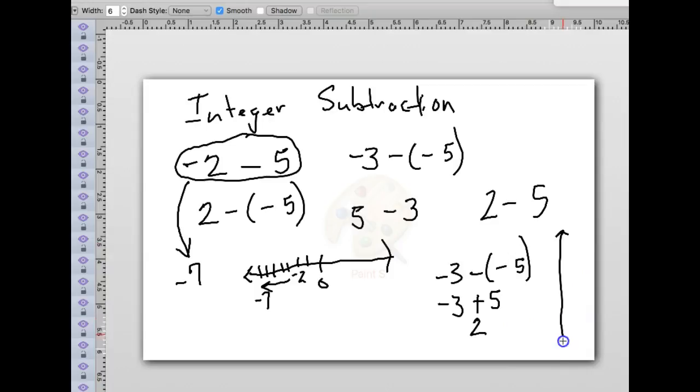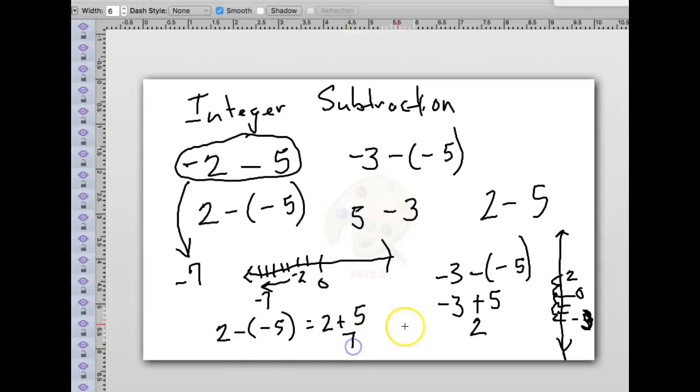Or if I use the elevator example, I start at 0 and go down 3 flights of stairs, 1, 2, 3 to -3, and then I go up 5 flights, 1, 2, 3, 4, 5. So I end up at +2. Okay, I have 2 minus a -5. Again, the negatives are right beside each other, so it becomes 2 plus 5, which is 7.